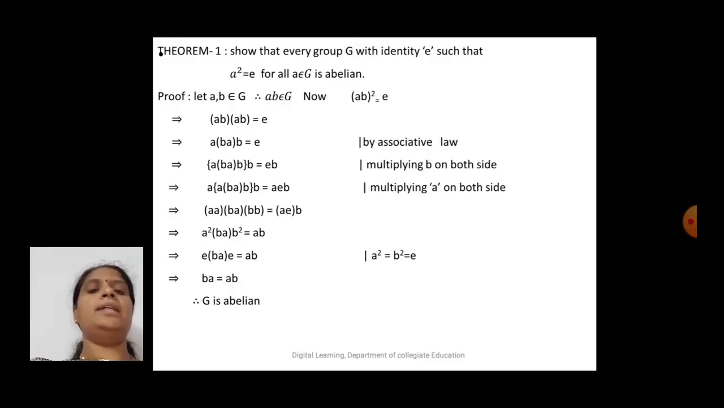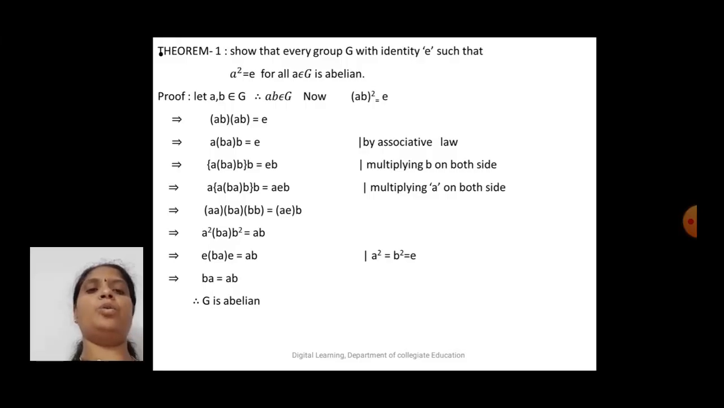So for that, let's consider our two elements A and B here. Then consider AB square is equal to E. So split the AB square function as AB into AB, which is equal to E. So according to the associative law, let's change the bracket here for B and A. Then A and B, let it be as it is, which is equal to E. Then again multiplying B on both the sides. So next step, again multiplying A on both the sides. So again, according to the associative law, let's change the bracket here for A and A, B and B, BA, which is equal to A and E with B.